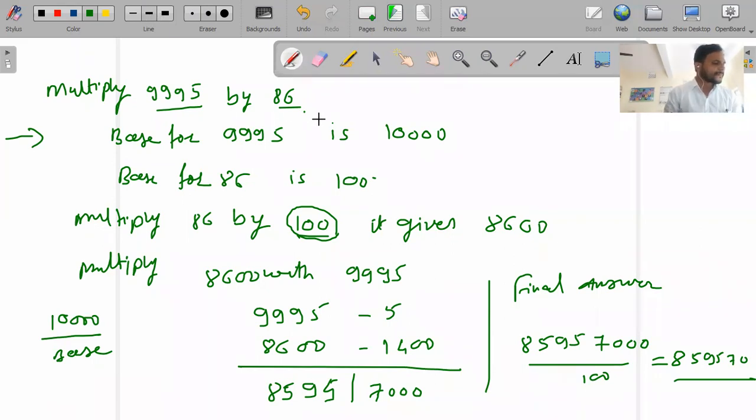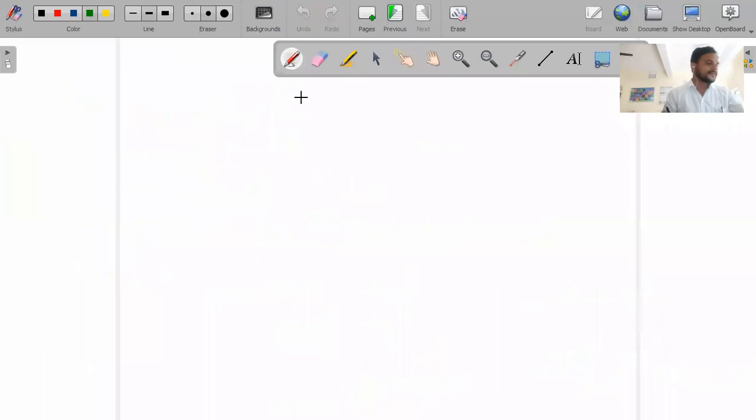Let's have one more case. That case is when the base is not a power of 10. Means we can consider base as any number. But for simplicity, we are using base as a power of 10, because if we multiply any number with 10, just a 0 will be there to the right-hand side of that number. Means multiplication is easy if we consider base as a power of 10. But we can also use base as any number. So let's have an example of that kind.